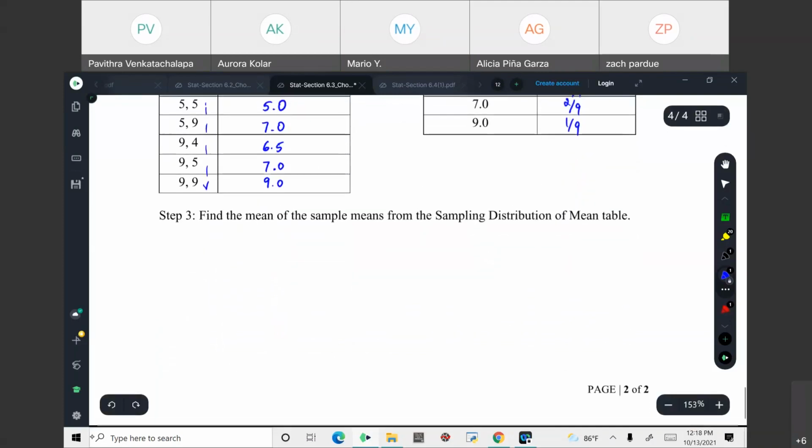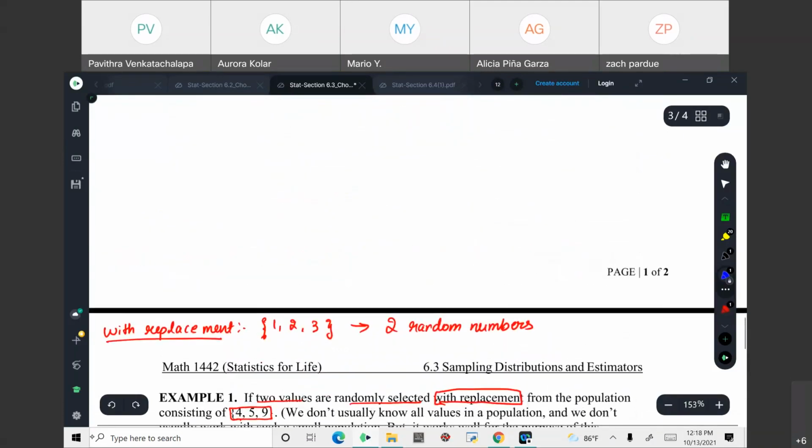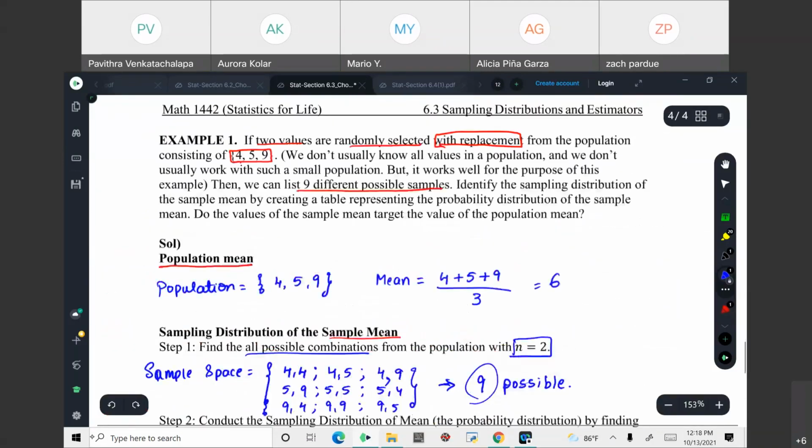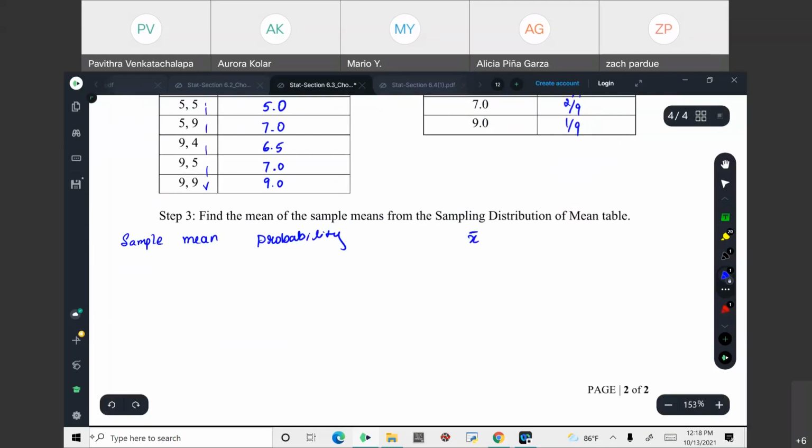Next, I will create a table here. I'll just write the same thing again: sample mean, probability, and x bar.